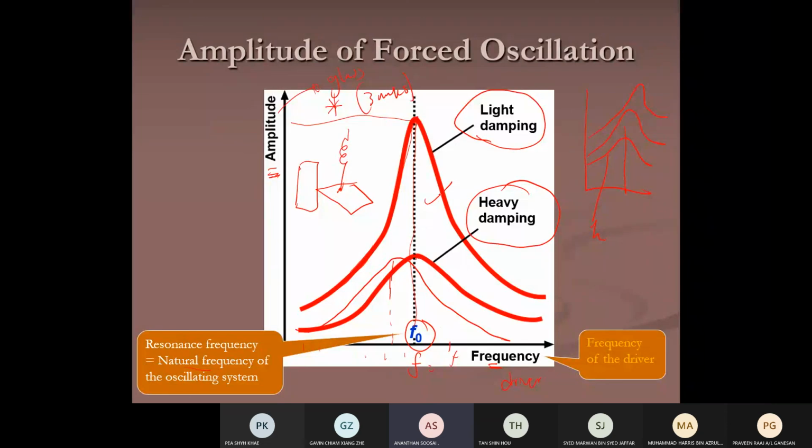So for the 3 marks question one year, they asked what will happen when the frequency of the driving force is increased continuously. You say that when the frequency approaches the natural frequency, the amplitude of the oscillatory system increases, 1 mark. When the frequency of the driving force matches the natural frequency, the amplitude becomes maximum, 1 mark. When the frequency is more than the natural frequency, the amplitude decreases again, another 1 mark. So, a 3 marks question.